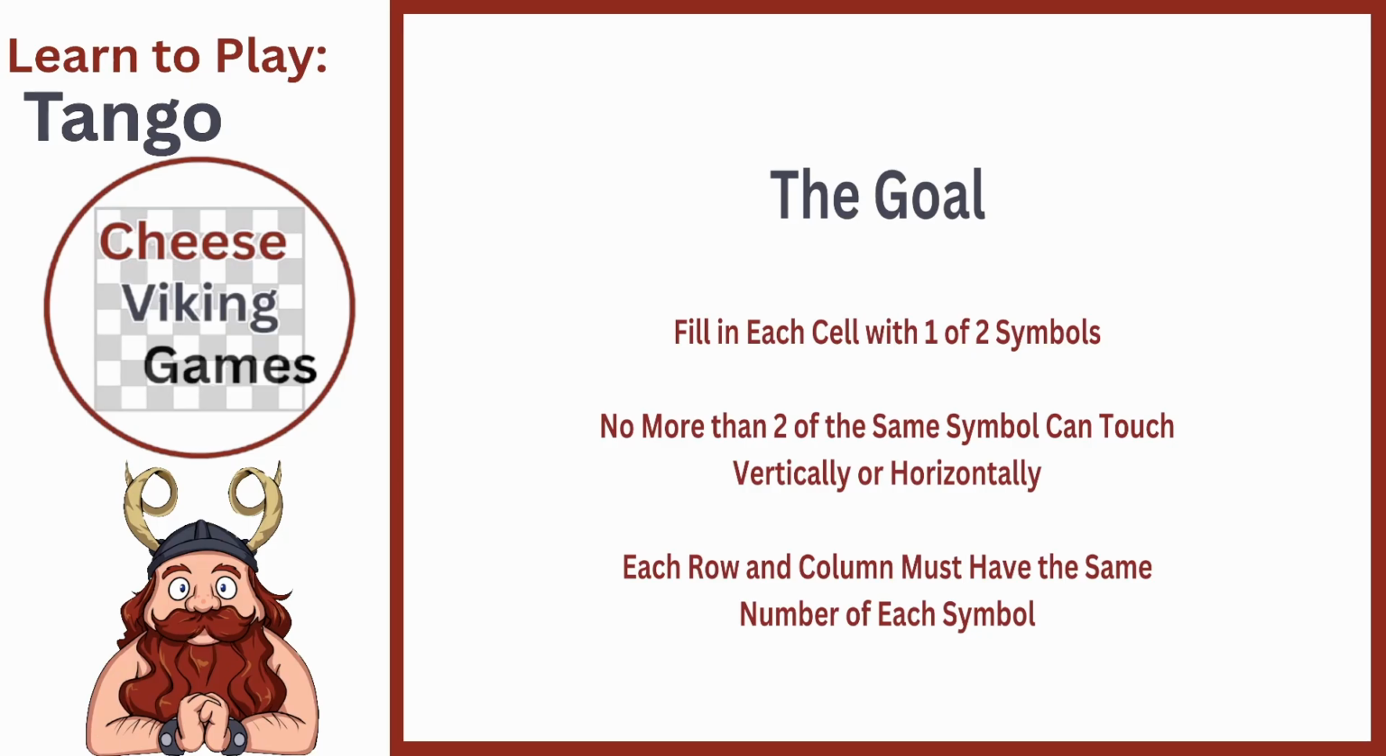The key is you can't have three of the same symbol in a row vertically or horizontally, and each row and each column must have the same number of each symbol. So if you're playing on a 6x6 grid like LinkedIn, using their moons and their circles, you can't have three circles in a row. You must have three circles and three moons in each row and each column.